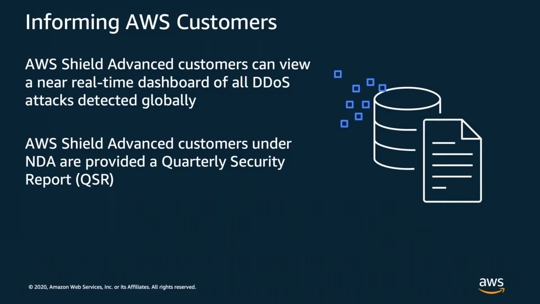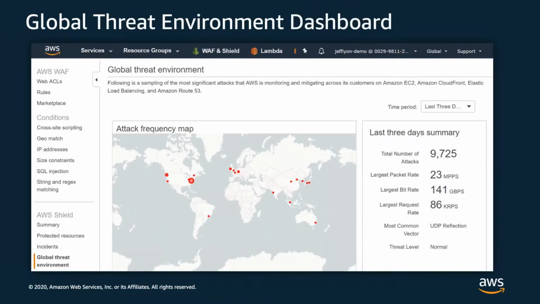AWS Shield Advanced customers get a published quarterly security report that we combine every quarter to tell our customers more about what we've observed over the past quarter towards our customers, and they can use this information to better protect their applications and improve their application security. Shield Advanced customers also get access to a global threat environment dashboard that gives you real-time visibility into the attack traffic that's observed towards AWS infrastructure over the past day or weeks.